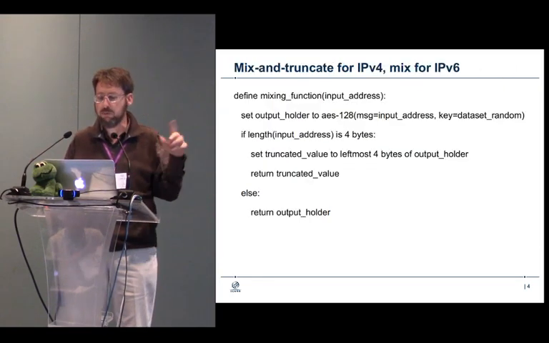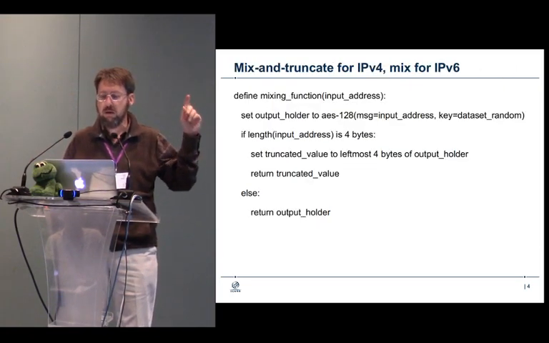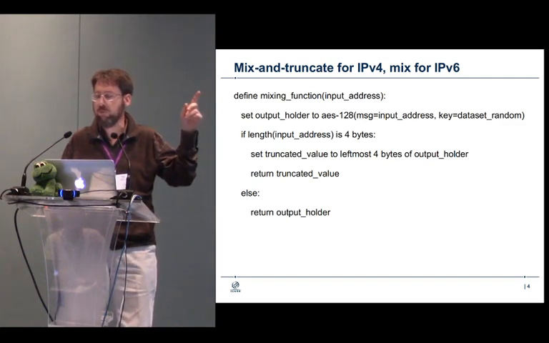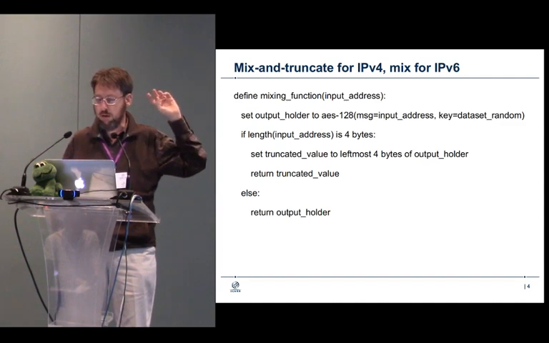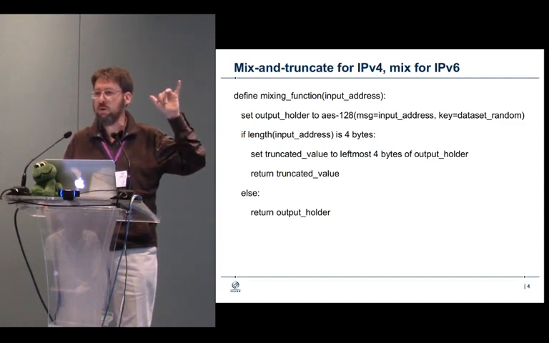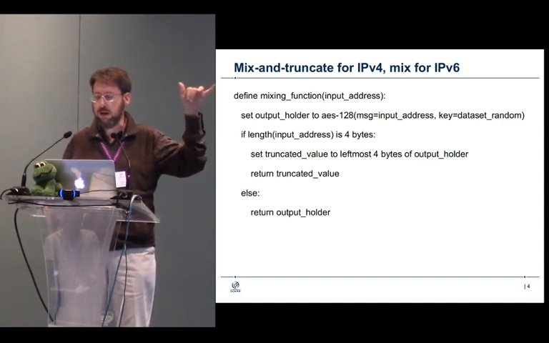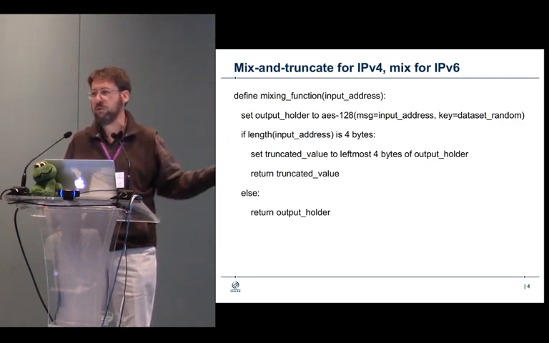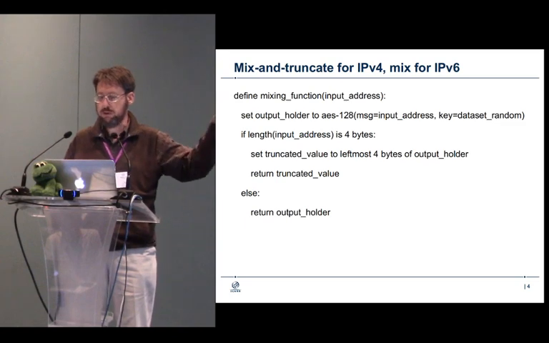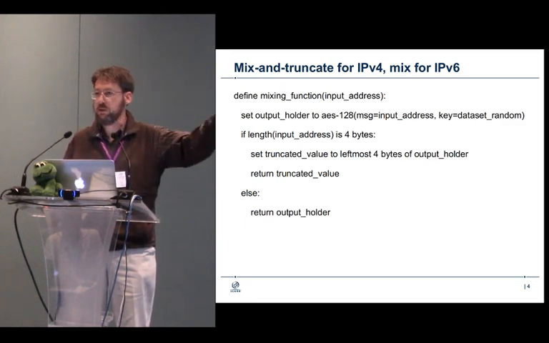Okay, so let me go through these really quickly. The first one was mix and truncate for IPv4, or just mix for IPv6. This is pseudocode, but basically you do your mix. If it's an IPv4 address, you AES it, and then you just take the first 4 bytes of the output. But if it's IPv6, just AES it.